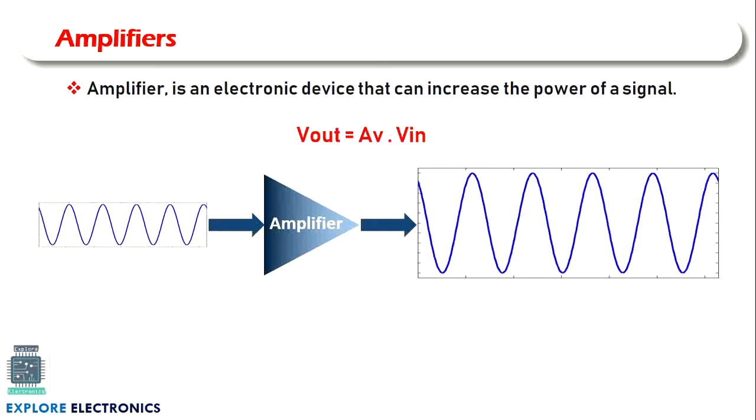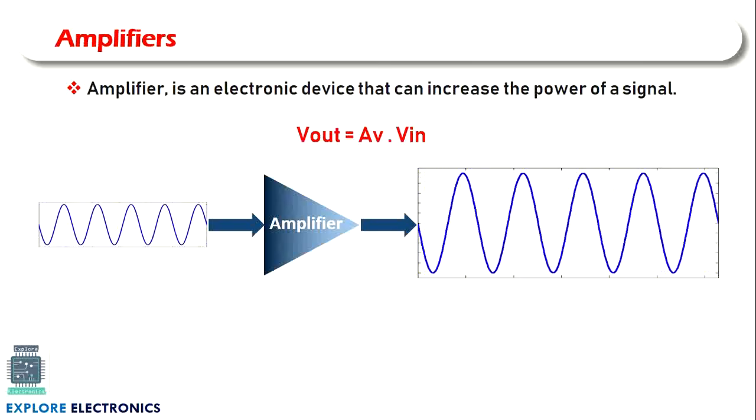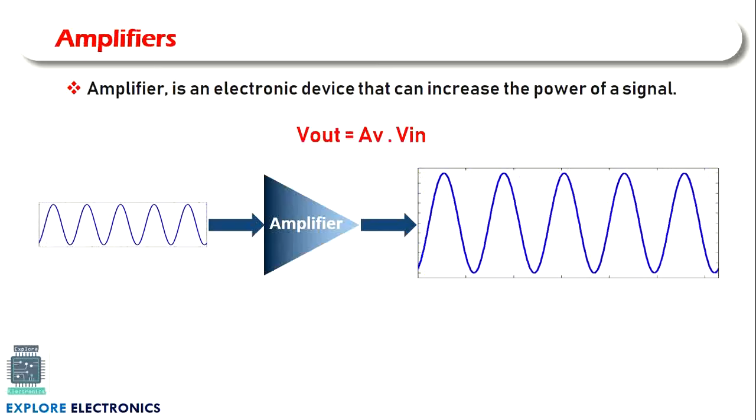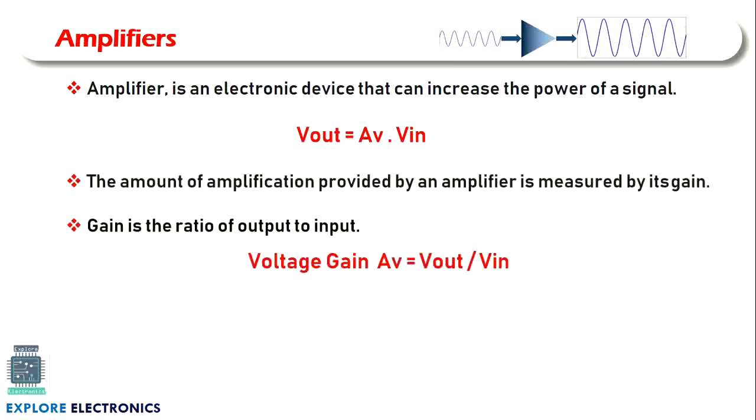So we say the output of the amplifier, V out, will be equal to AV times V in. What is AV here? AV is the gain of the amplifier. The amount of amplification it produces is called gain. So the expression for gain can be written as V out divided by V in.